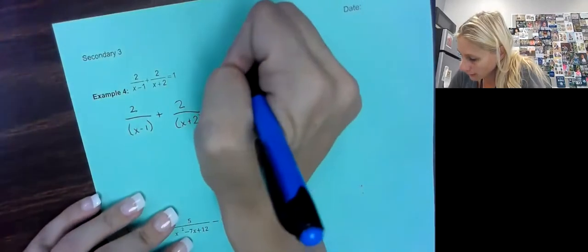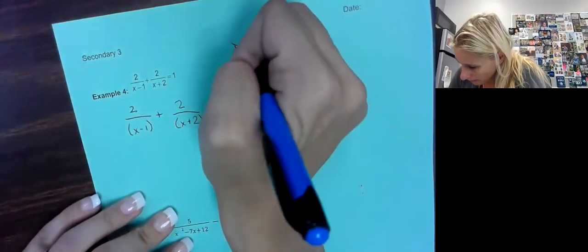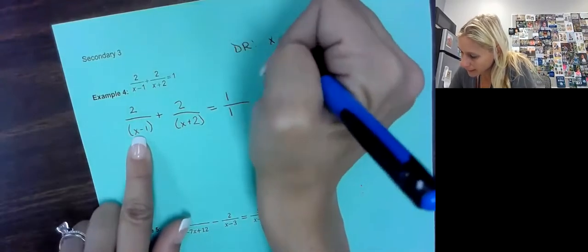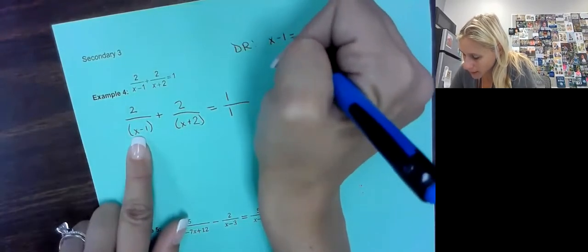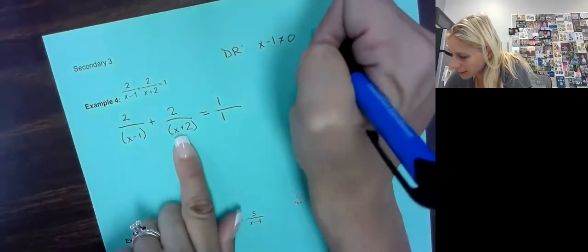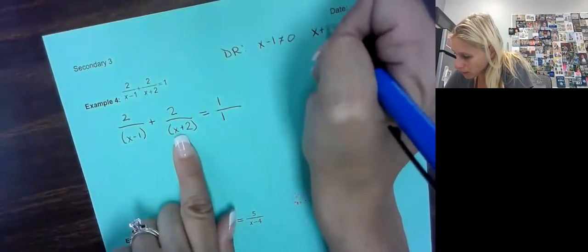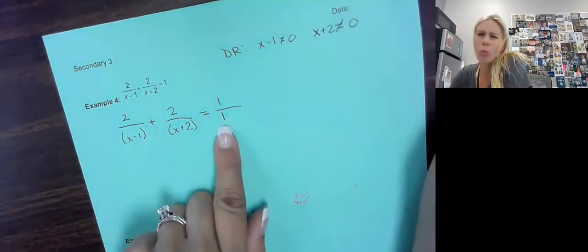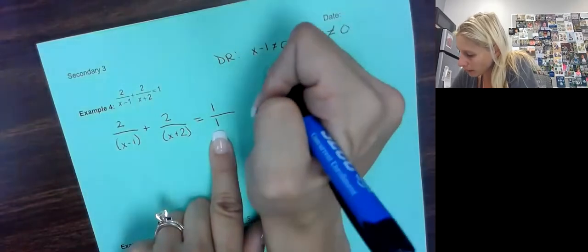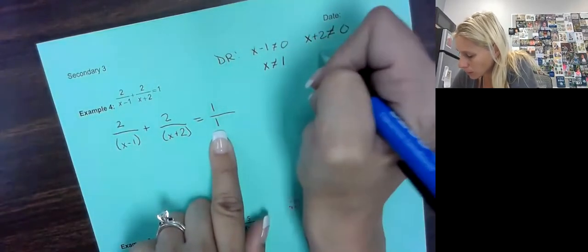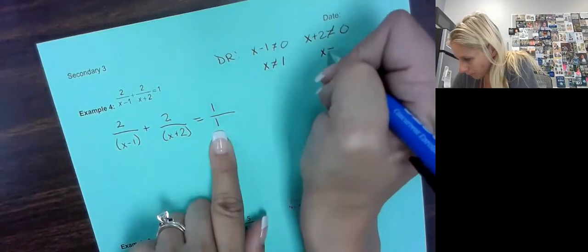Domain restrictions. So our denominator here is x minus 1. Set that not equal to 0. Denominator here is x plus 2. Can't equal 0. And 1, well, 1 can't equal 0, so we're okay. So let me solve these. So we don't want x to be 1, and we don't want x to be -2.